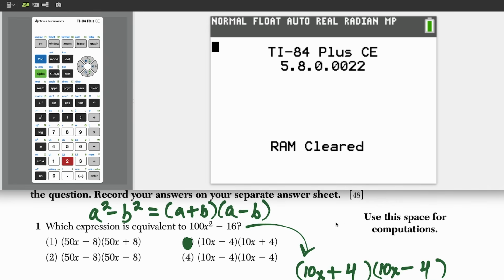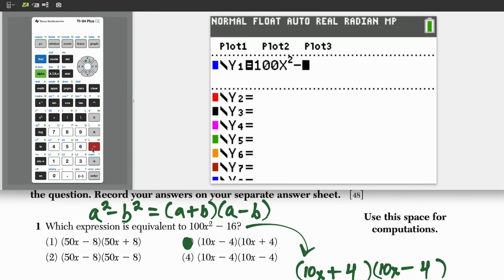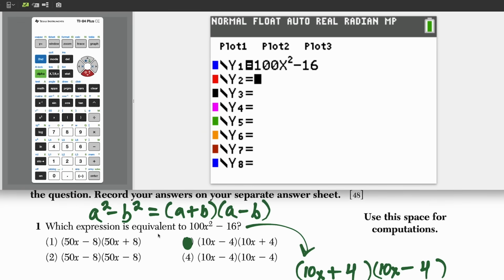Now, let's say you're looking at this and you're like, oh no, that algebra looks difficult, or you just want to check your answer. You could go to the y equals and you could type in the question. So we have 100x squared and then minus 16. And if you wanted to do this at the Regents, you could just type in every answer choice and see which one matches. So when we get to choice 3, when we have 10x minus 4 times 10x plus 4, we type this in and press graph.